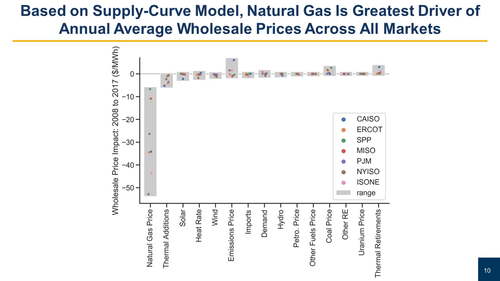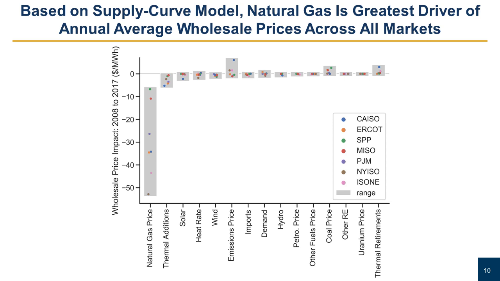So here we conducted that same analysis for each of the centrally organized wholesale markets in the United States. In this case, each dot is representing the change in prices over that 2008 to 2017 time period from the changes in that particular factor for each of the ISOs. And then the gray bars behind them represent the range of impacts across all of the ISOs.